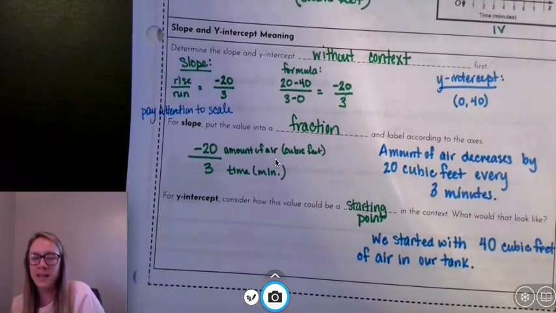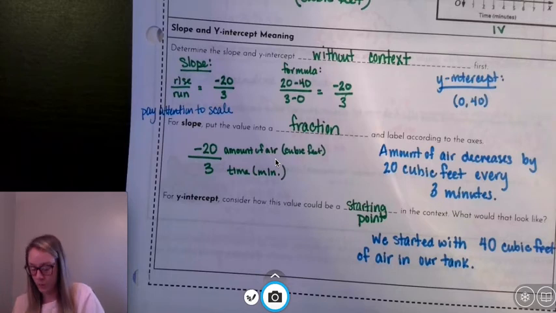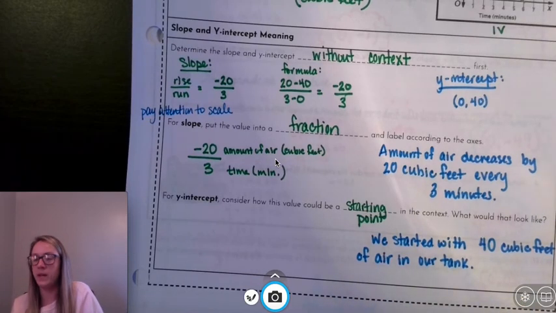Because if we say at time 0, we don't talk like that. We don't say like at time 0, this happened. We say like at the beginning, it was this. Or when I started, it was this. So we started with 40 cubic feet of air in our tank. I hope that helps.